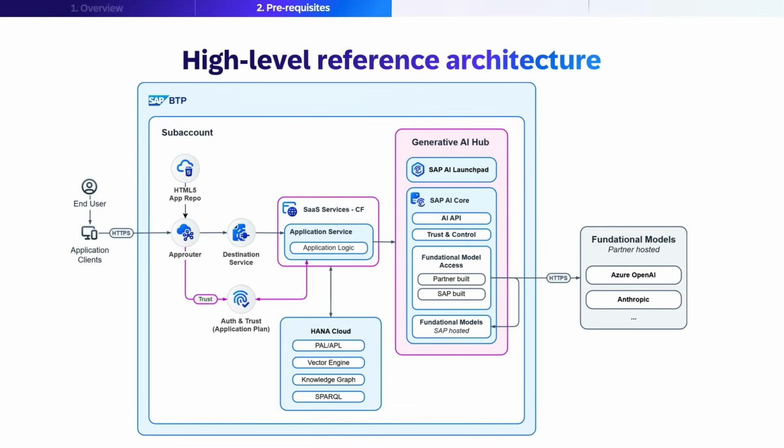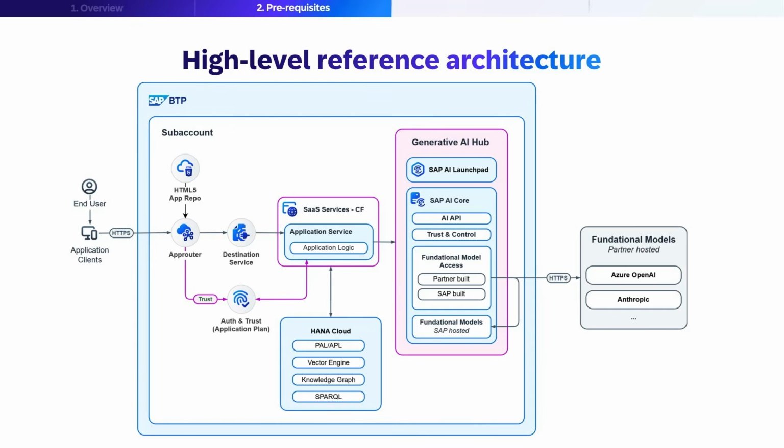Let's look at how all the SAP components come together for knowledge graph-powered retrieval augmented generation on SAP BTP. Users access the app securely via SAP BTP, which handles authentication and permissions right away. Your application logic runs as SaaS or Cloud Foundry services inside the BTP subaccount, keeping things modular and easy to manage. The heart of the solution is SAP HANA Cloud. It combines the vector engine for semantic search, the knowledge graph engine for graph queries, and advanced analytics, all connected by SPARQL for structured retrieval.